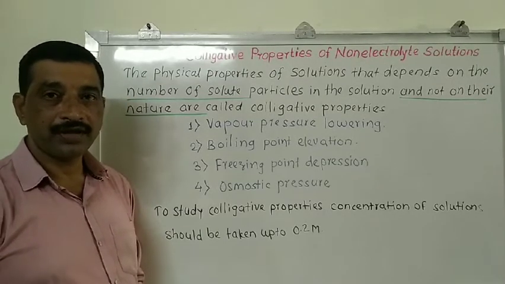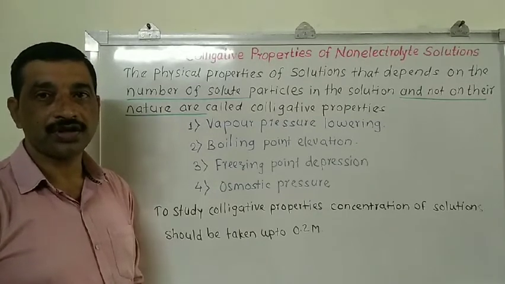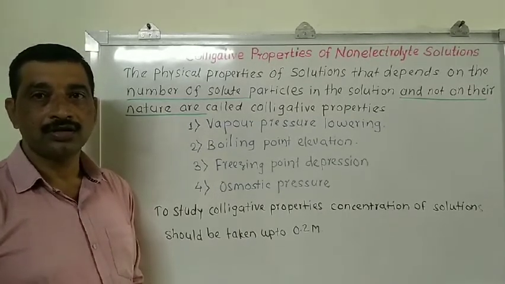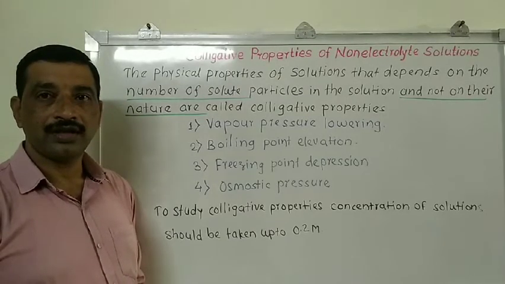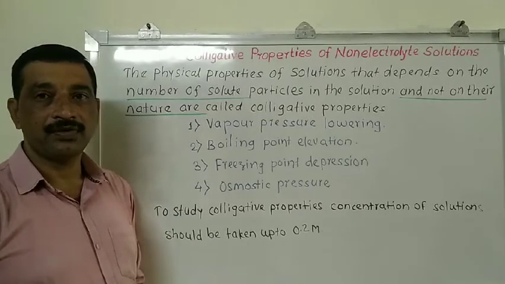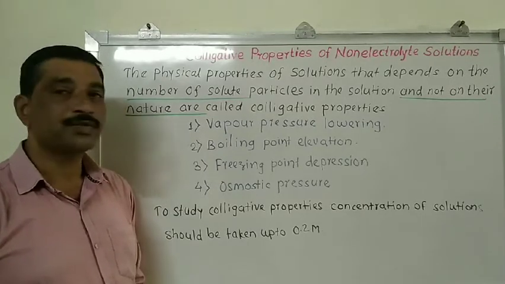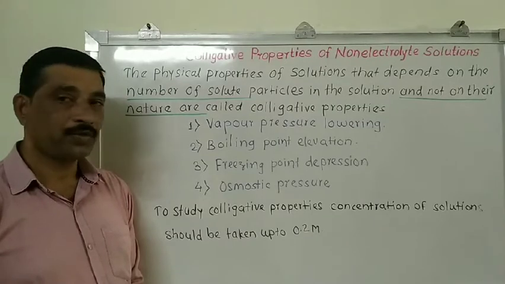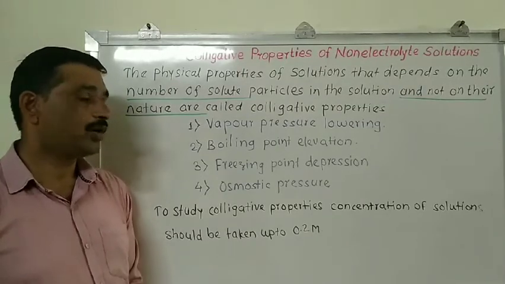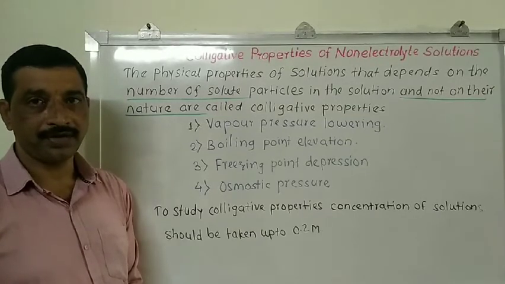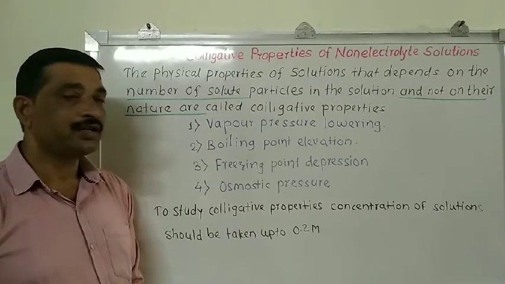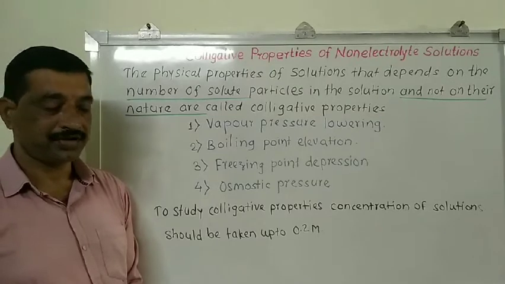What are colligative properties? The properties of solution which depend upon the number of solute particles in the solution and not on their nature. And how many colligative properties? There are 4 colligative properties. First one is vapor pressure lowering. Second one is boiling point elevation. Third one is freezing point depression. And fourth one is the osmotic pressure.